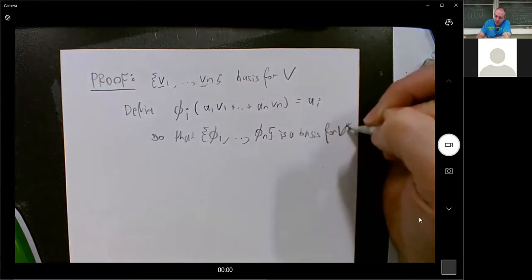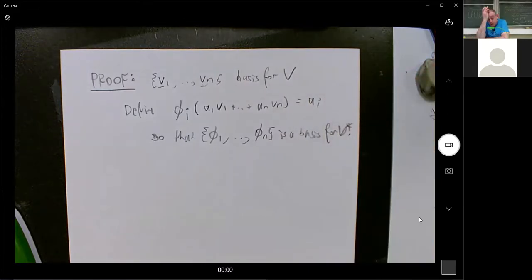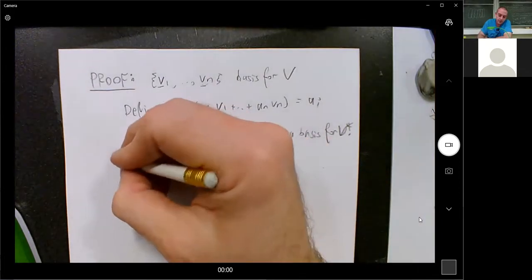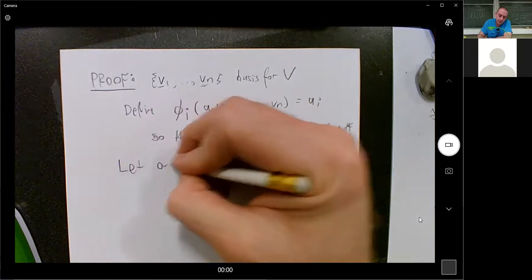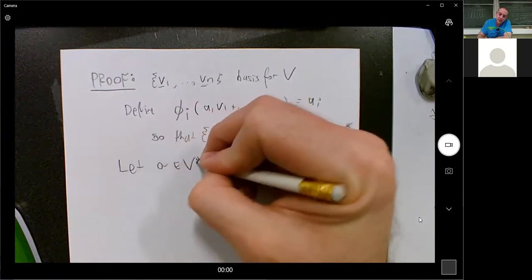Basis for V star. Okay, cool. So we would like to show that given any sigma in V star, the correct coefficients are sigma of V1 and sigma of V2 and so on. That's the theorem that we want to prove. Okay. So let sigma be in V star.